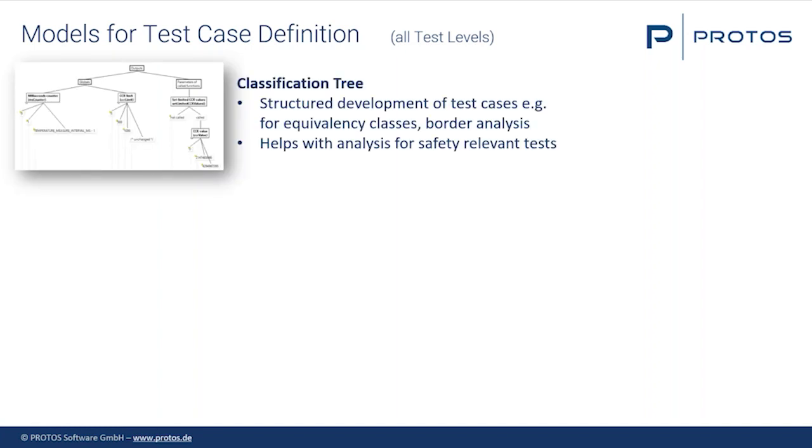First example for a model, you could use a classification tree for a structured development of test cases, for example, to derive equivalency classes, to make border analysis or other situations. It's a very nice and structured approach to derive test cases from requirements or from situations, from use cases you want to test. It also helps with analysis for safety relevant systems, because you can use the classification tree to break down your system in smaller parts, analyze them, and come up with test cases for them. There's, for example, a tool like Tessy you might have heard of, or you might use, that uses this method to help with the derivation of test cases. So you can generate, for example, test cases directly from this diagram.